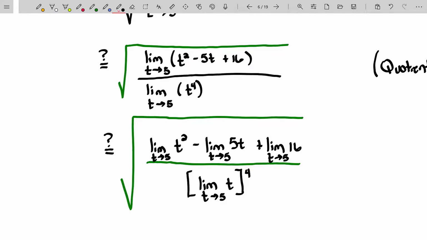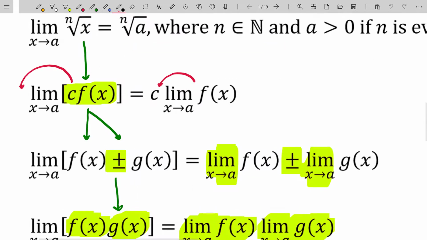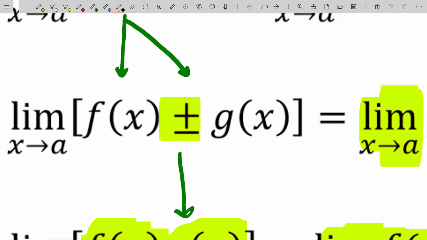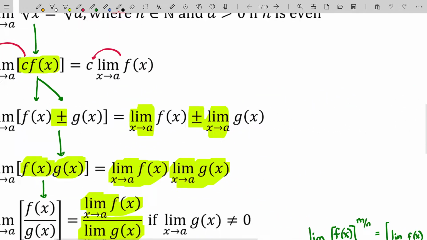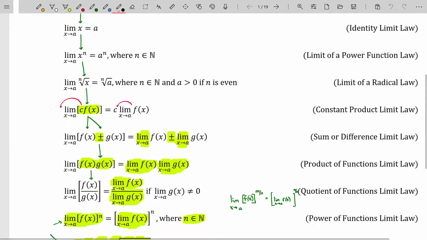And again, just to justify this here, I'll go back and note that in the numerator, we use this limit law right here. The limit as x approaches a of the sum or difference of functions is the sum or difference of the limits of those functions. And again, that's called the sum or difference limit law.